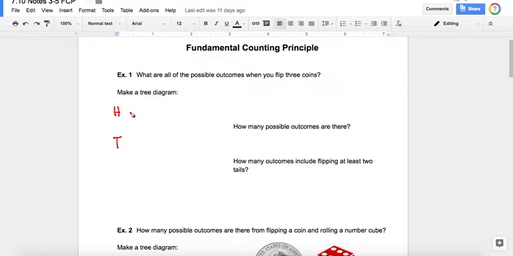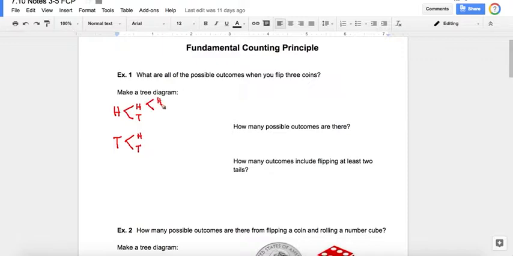Okay, now the second coin has heads and tails on it. So we can draw a branch from each coin, showing that you can have heads or tails. Now, so we can have heads, heads, heads, tails, tails, heads, and tails, tails. Now, the third coin, we need to have a branch coming off of each coin here.